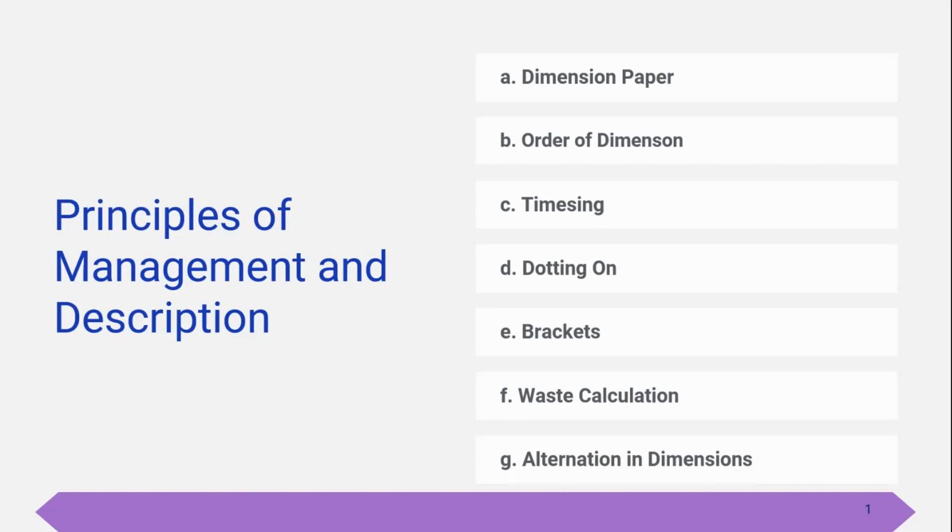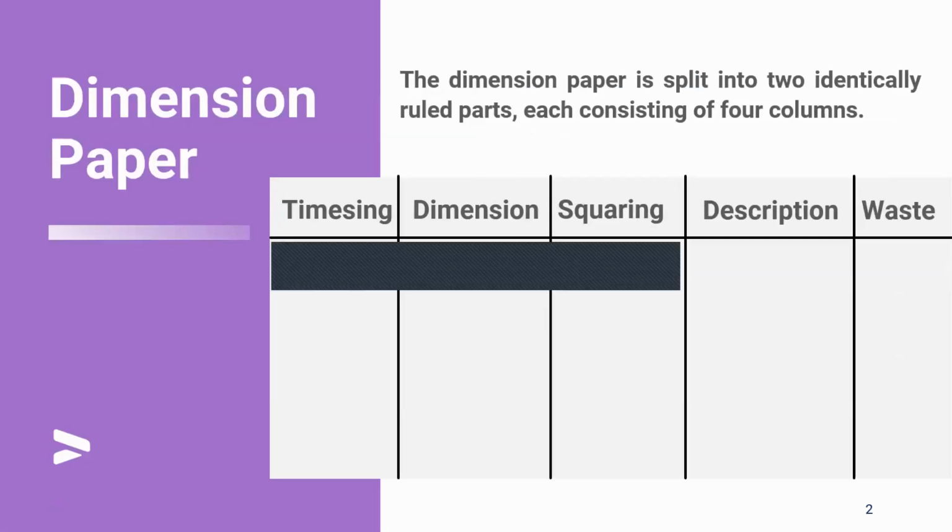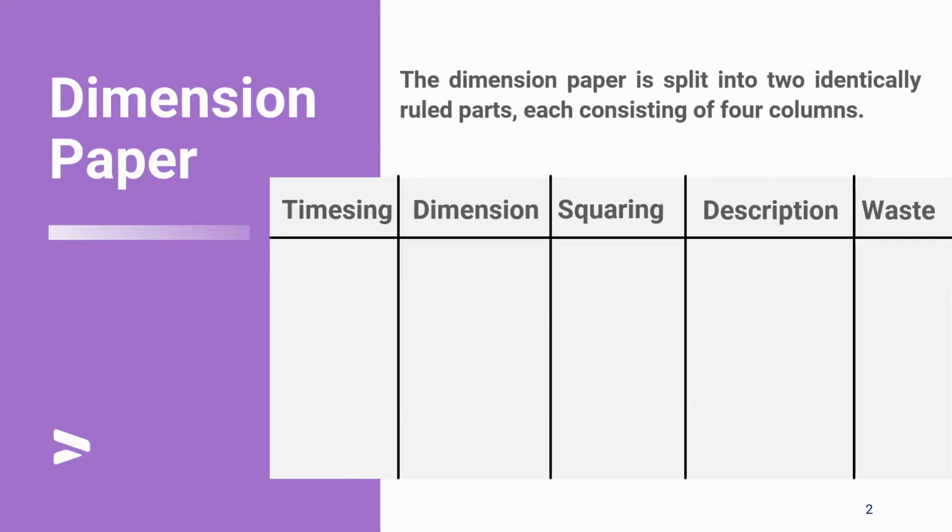Then we have the waste calculation and alteration in dimensions. Moving on, we are working with the dimension paper first. Imagine you have a blank sheet and you are trying to do your bill of quantity on it. How exactly do you want to represent your values, or your dimensions, to show the move from a drawing to calculation?